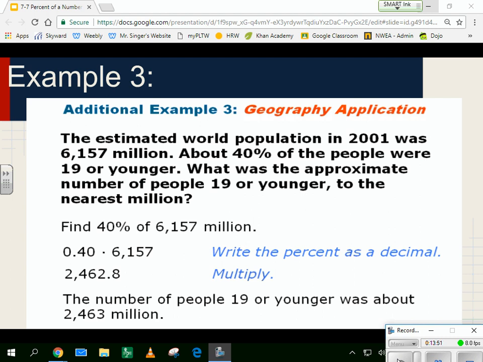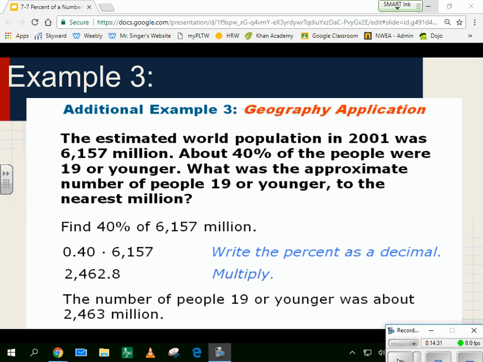So 0.40 times 6,157. Now remember, 40% is close to 50, so you're looking for a number that's about half, just a little less though, than that 6,157. So when you multiply, you do get a number that's less than half. You get 2,462.8. So it did say about, so you could say the number of people that are 19 or younger was about 2,463 by rounding up, or you could say about 2,462.8 million. You have an option there.